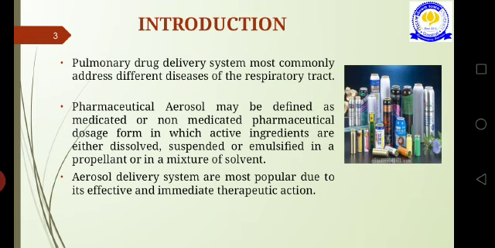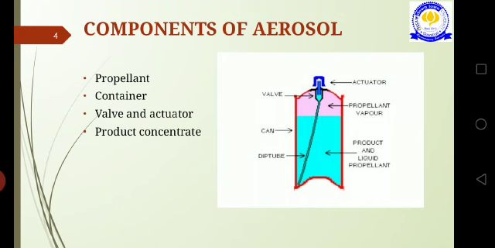Now, it is the most important drug delivery system as far as rapid response of therapeutic action and ease of applicability are concerned. Moving to the next, components. As I have told you, it is a combination of a few components and major drug delivery devices, for example, propellant, container, valve and actuator, product concentrate, etc.